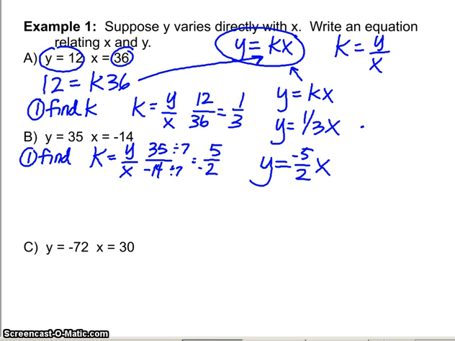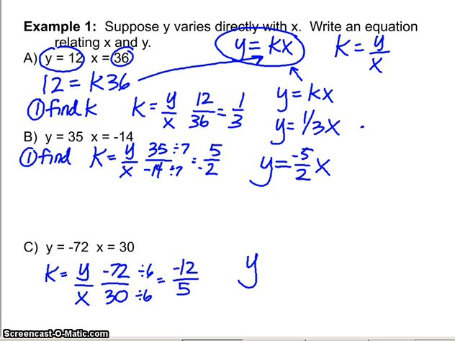So let's try C one more time. Find your k value. Remember, y is divided by x. Here, y is 72 over 30, both of which are divisible by 6. We end up with negative 12 over 5, and note there's no common factors of 12 and 5. So we're going to rewrite our equation: y equals negative 12 over 5 times x.